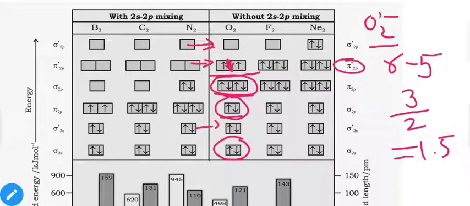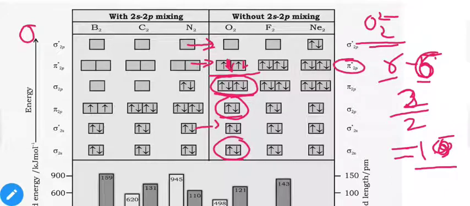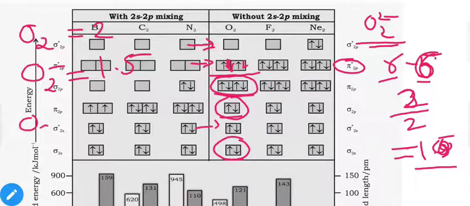Similarly for O2 2 minus, we have to add one more electron in an antibonding orbital. The total number of electrons in bonding is still 8, but in antibonding we now have 6 electrons, since one more electron is added, so the difference is 2, and 2 divided by 2 is equal to 1. So for O2 2 minus the bond order is 1. Remember, for O2 our bond order was 2, for O2 minus the bond order was 1.5, and for O2 2 minus the bond order is 1.